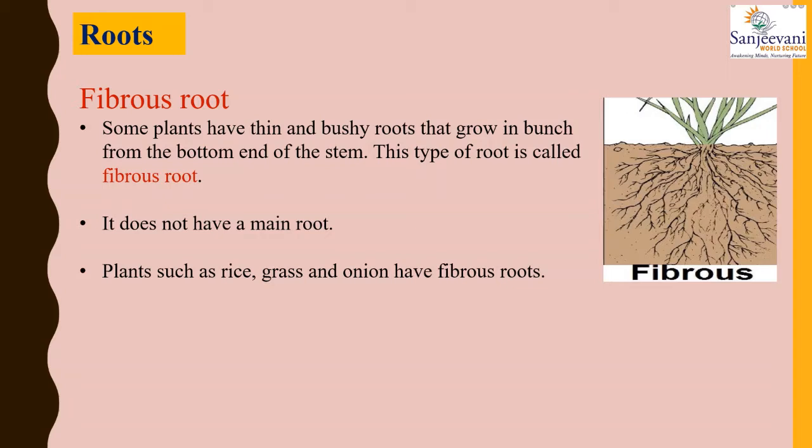Second type of root: fibrous root. Some plants have thin and bushy roots that grow in a cluster or bunch from the bottom end of the stem, and this type of root is called fibrous root. When we discussed taproot, it had a thick main root with small thin side roots growing from it. While a fibrous root does not have a main root. So plants such as rice, grass and onion have fibrous roots.